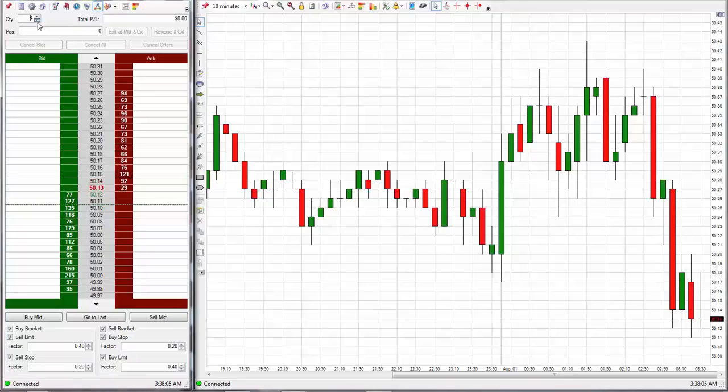Now up here you see quantity. What this stands for is contracts. You need a certain amount of margin, a certain amount of money for every contract that you want to trade, and every broker is different. So let's take a look at some brokers.